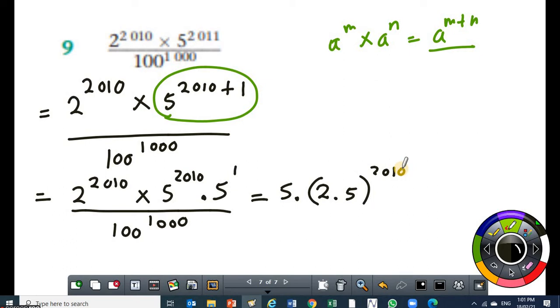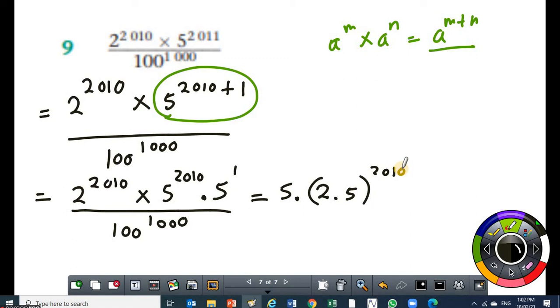Yes? What about the base 100? Okay, for now I don't want to touch it. For now, I'll simplify it later. I don't want to touch it because the numerator is more complex. I need to deal with the numerator. Okay, so I'm going to do it step by step.